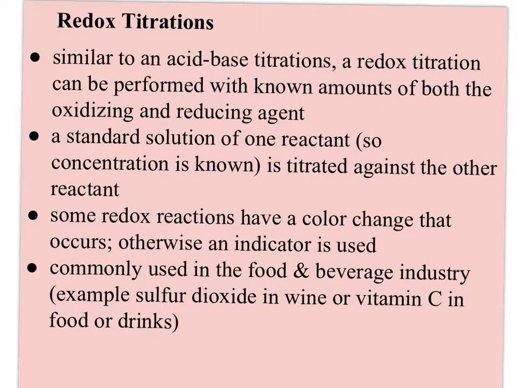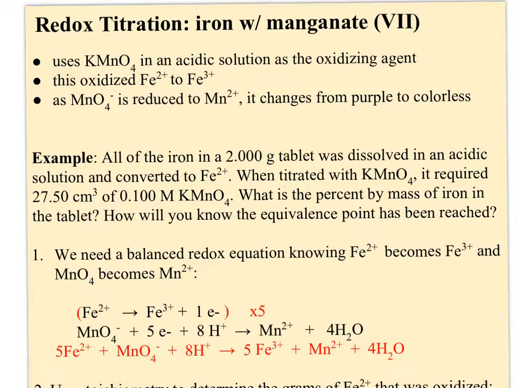such as permanganate changing from purple to clear, or chromate can change between orange and green depending upon what oxidation state it's in. Otherwise, if there's no color change, an indicator can be used. And this is a commonly used process in the food and beverage industry, for example, determining sulfur dioxide in wine or vitamin C in a food or drink. So there's three different redox titrations that IB expects you to be familiar with.